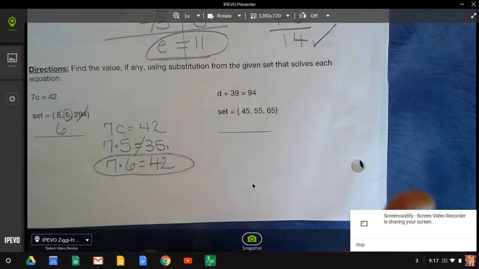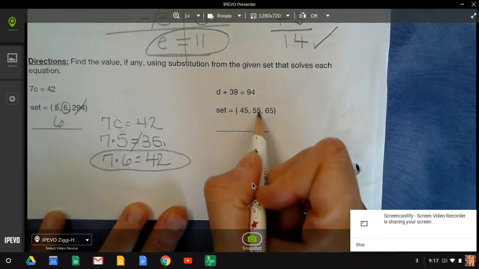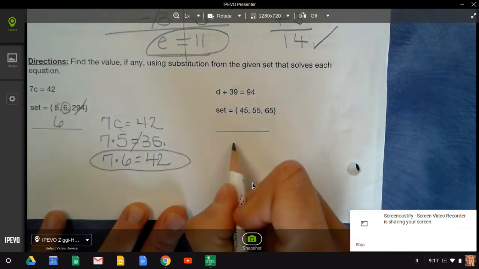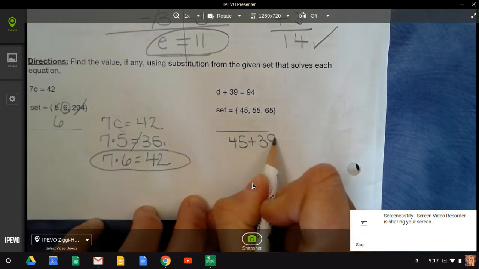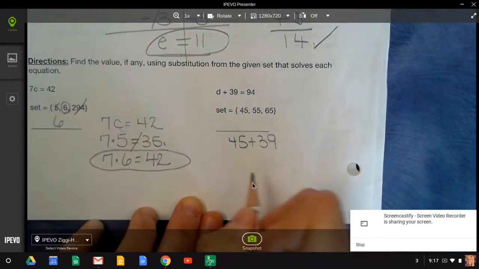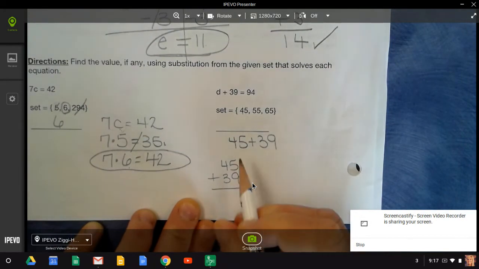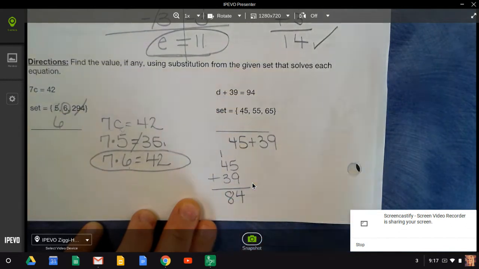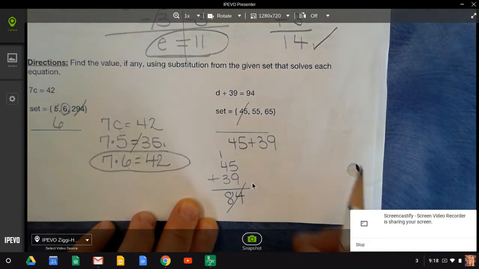Okay, so knowing that, we're going to go on to this next one, which is addition. We're going to take each of these three numbers and substitute them in for the letter d and see if this works. So we're going to take 45 and try it first. We're going to do 45 plus 39. If you would like to set it up this way so that it's easier to add, I like that. So that's 14. We're carrying the 1. That gives me 84. Unfortunately, that does not work, so 45 gets crossed off.